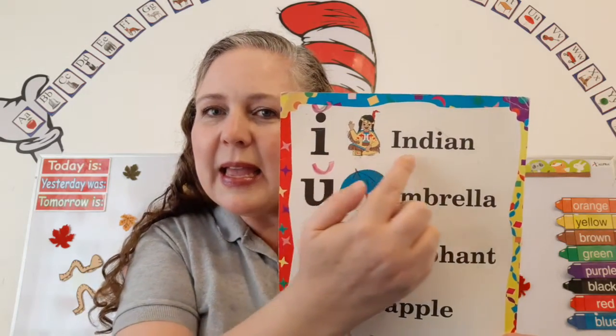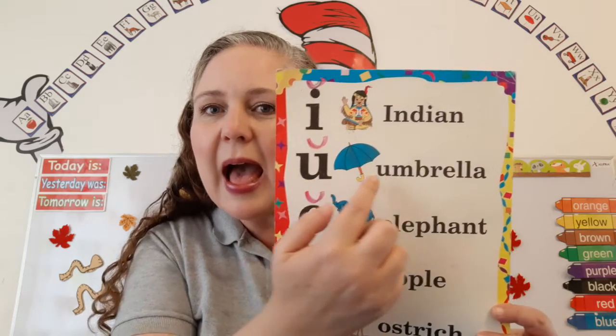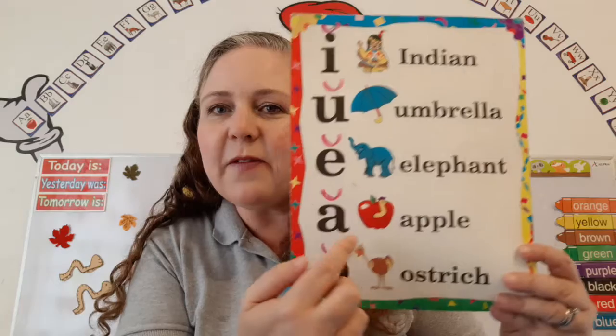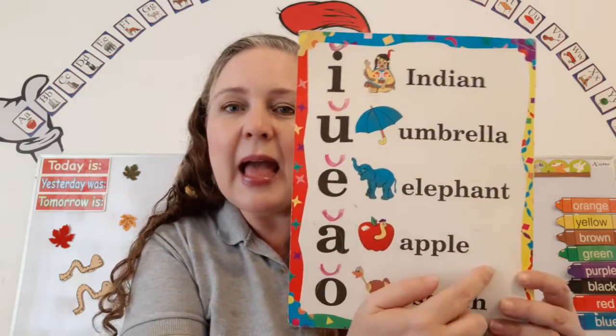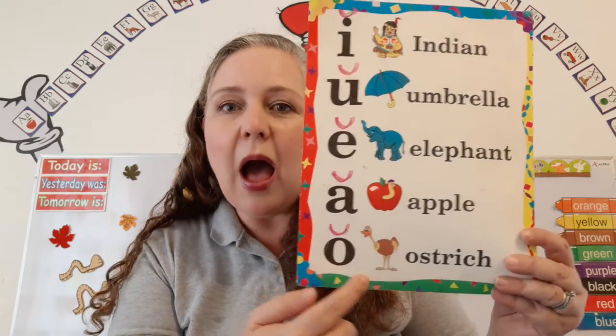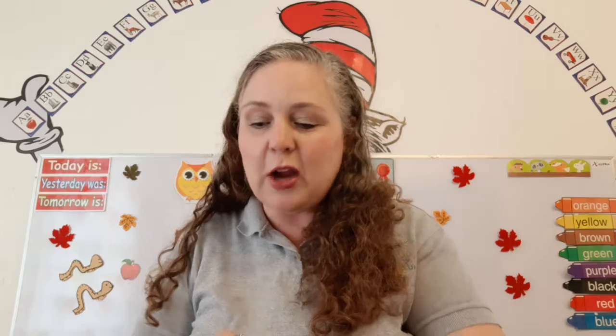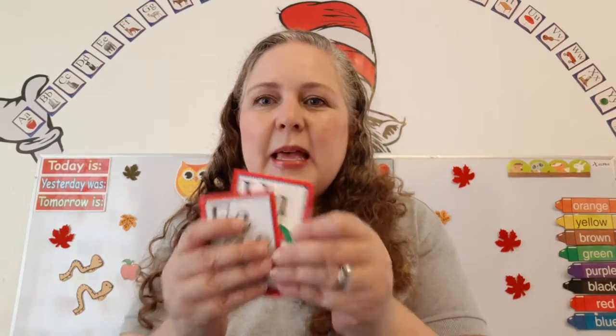I, Indian. U, umbrella. E, elephant. A, apple. O, ostrich. That's right. You are amazing. Now close your eyes, open your eyes. I'm getting my cards and I'm going to mix up the cards and you're going to tell me the name and the sound. Are you ready?